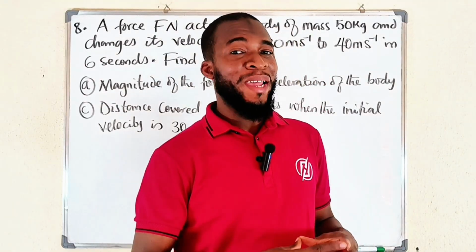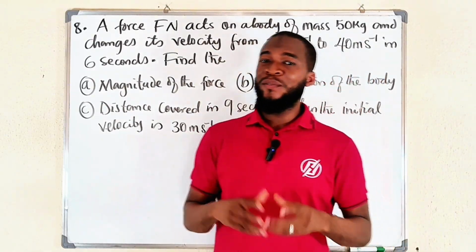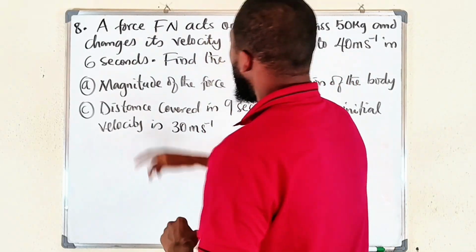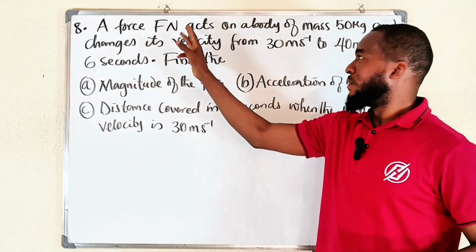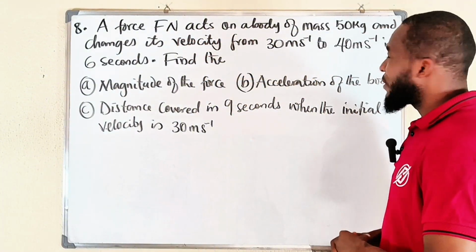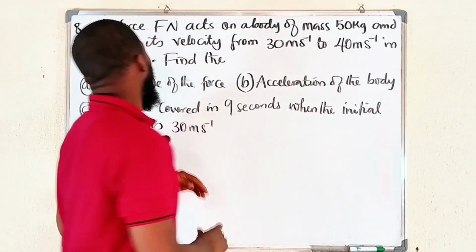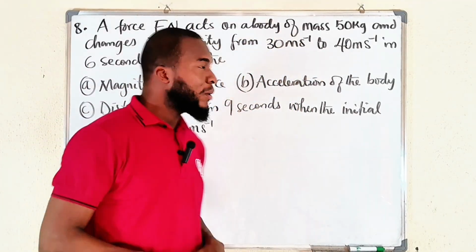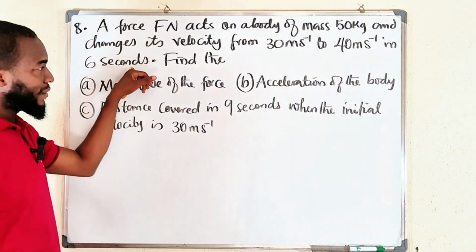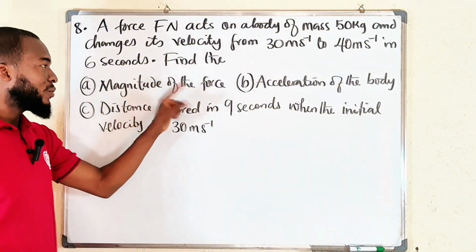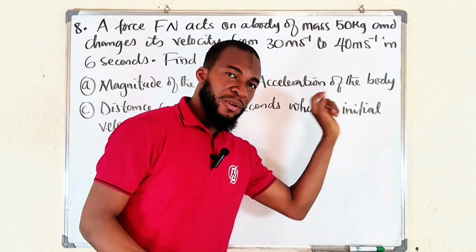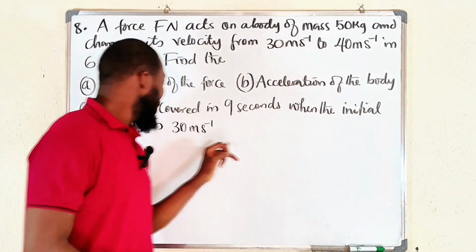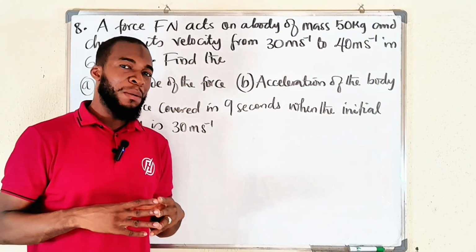And here is question number 8 of the WAEC 2025 further mathematics examination, the theory questions. A force of F Newtons acts on a body of mass 50 kg and changes its velocity from 30 meters per second to 40 meters per second in 6 seconds. We're asked to find the magnitude of the force, the acceleration of the body, and the distance covered in 9 seconds when the initial velocity is 30 meters per second.